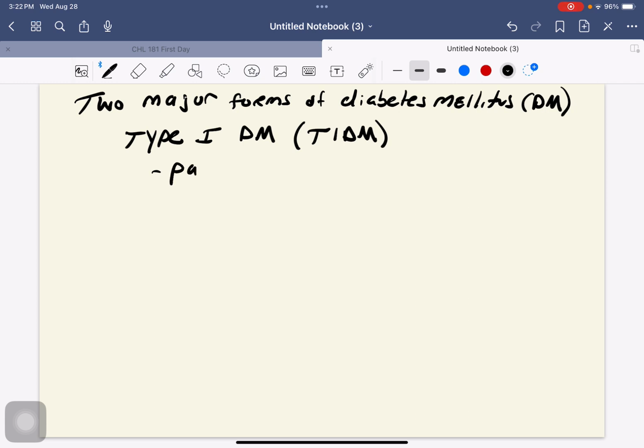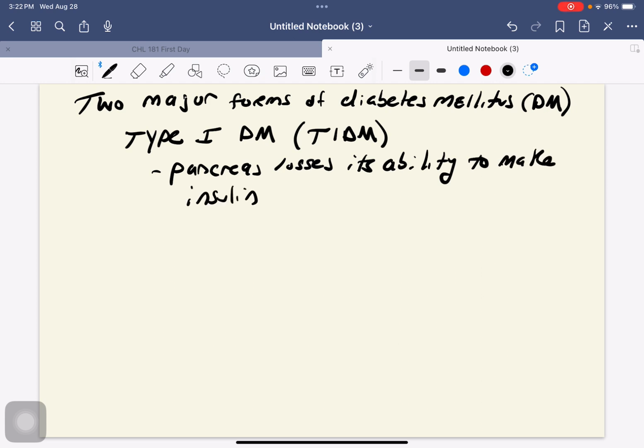So the pancreas loses its ability to make insulin, right? Loses its ability to make insulin, right? It is classified. How does it go about losing it, right? It goes about losing its ability through what's believed to be an autoimmunity issue.